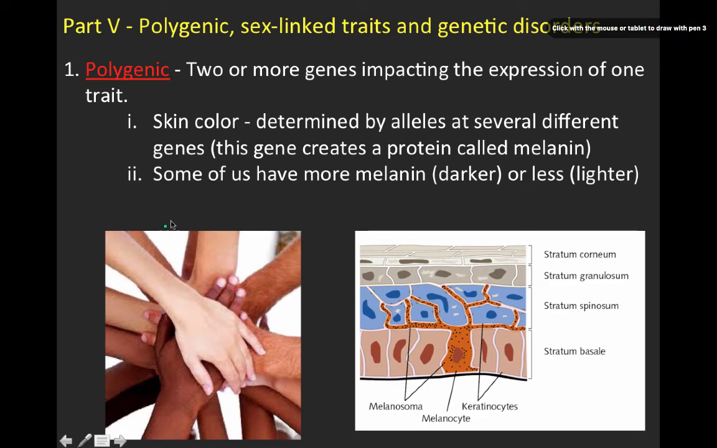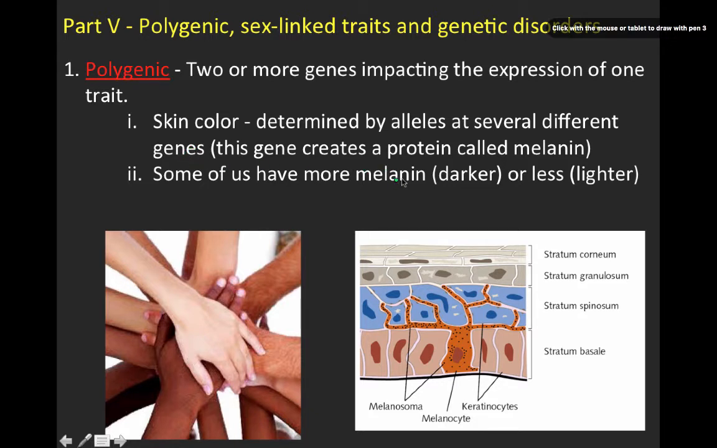So to start off, we're looking at polygenic first. Polygenic just involves poly means many, genic is genes, so it's just talking about two or more genes, or many genes, impacting the expression of one trait. A classic example of this would be skin color. This is determined by alleles at several different genes, and genes that create this protein called melanin.